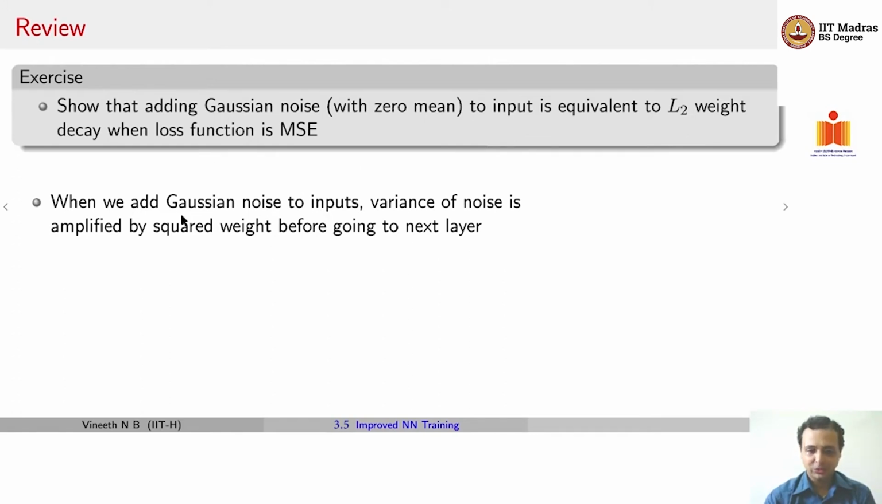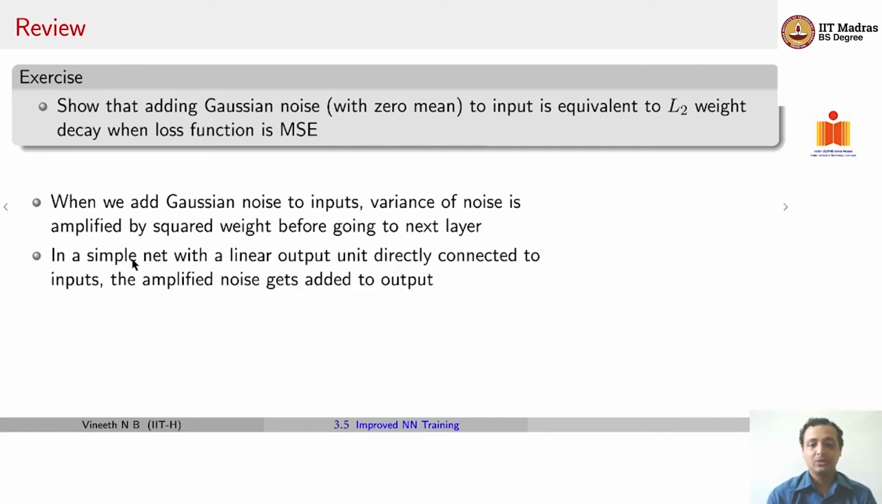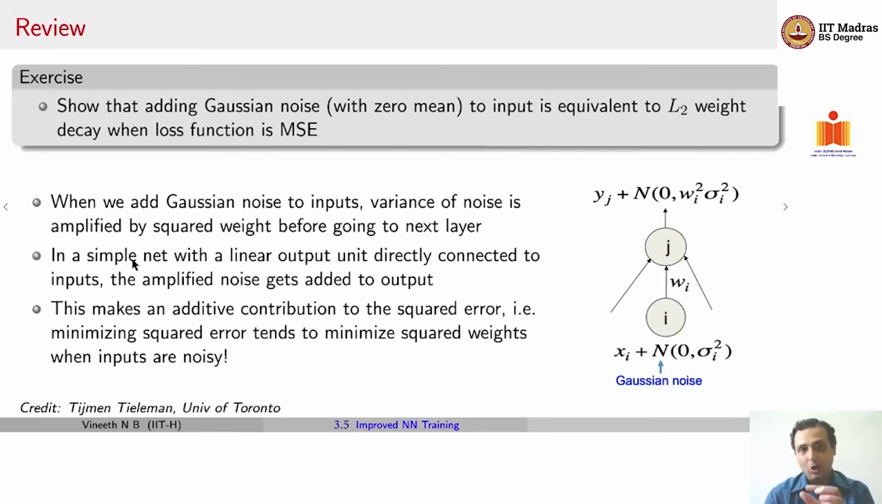When you add Gaussian noise to inputs, the variance of the noise is amplified by the squared weight as you go to the next layer of the neural network. Which means if you simply had a simple neural network where the output layer was directly connected to inputs, the amplified noise would directly get added to the output, and that added output makes a contribution to the loss function term, the squared error term, and that's what makes it look like an L2 weight decay in the loss function.